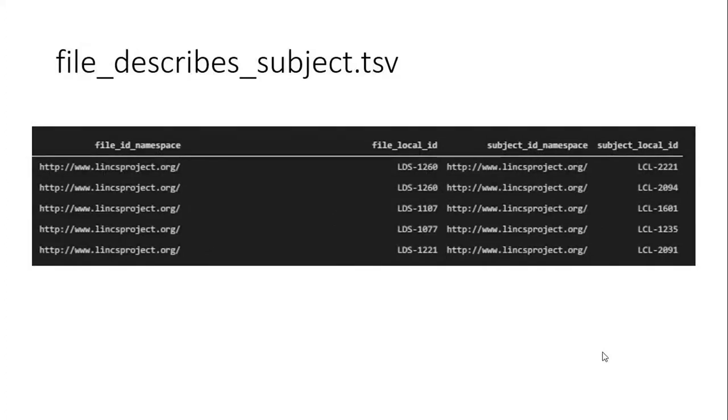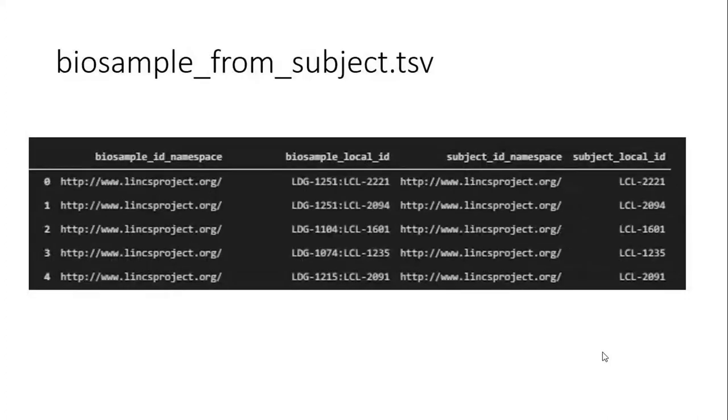And so here again is another example of mapping an individual file to the subject that the sample used to create the file came from. And then again, mapping the file sample to the subject. So in this case, the specific cell line used in a specific data group to the actual cell line.